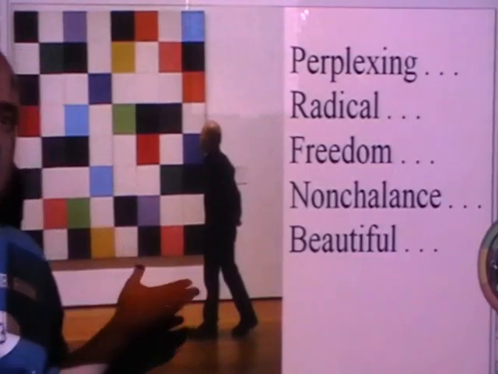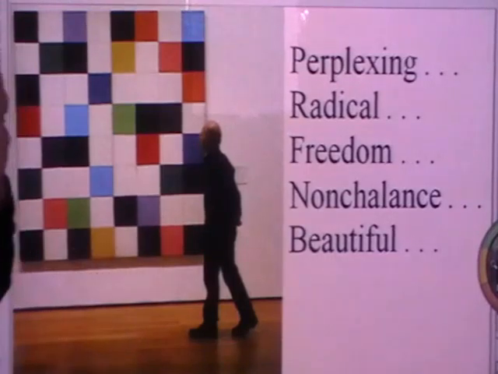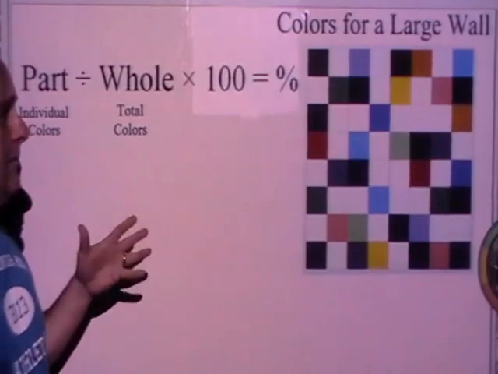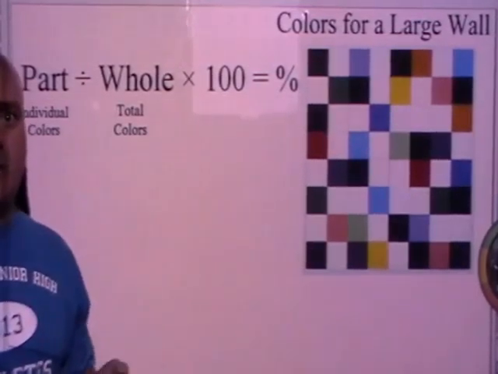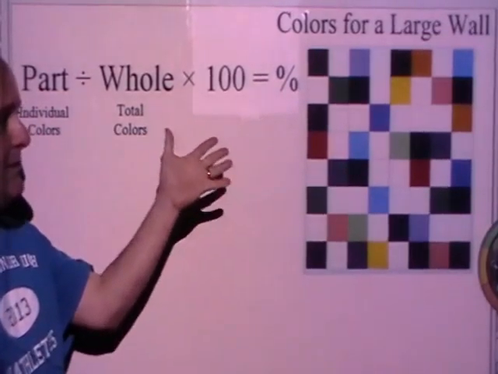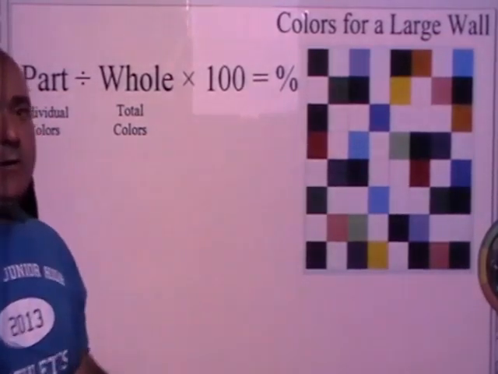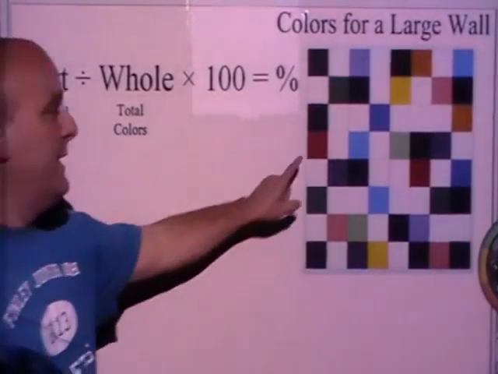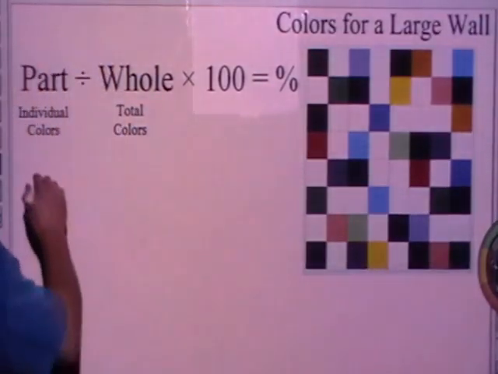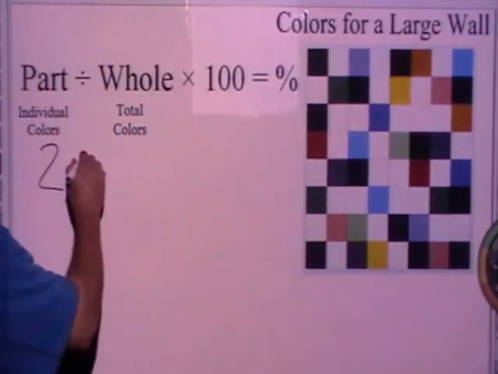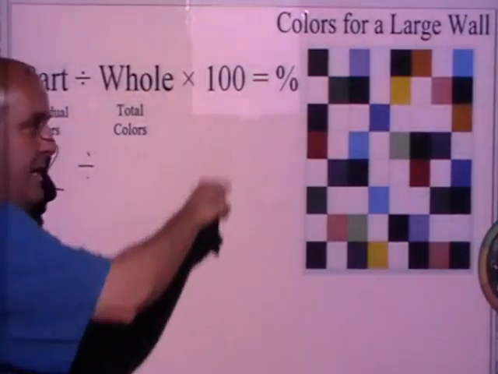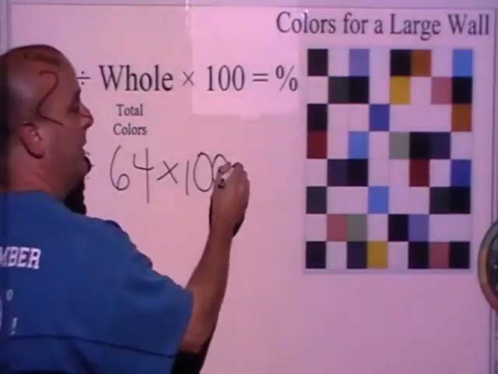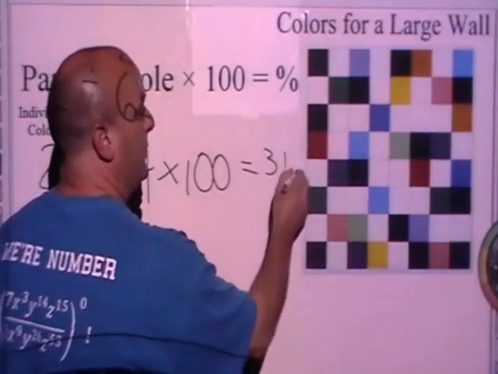If we take a look at this particular painting, there's a lot that we can do with respect to math. Now, I'd like to take a look at finding percent. Now, with respect to the red colors, I can identify based on the part, which are the red squares that are there, and calculate what percentage of those total squares are red. Now, we can identify these 2 squares as red. So the part is 2, divided by the whole, or the total number of squares, which is 8 by 8, which is 64. And if we simply multiply that calculation times 100, we get our percent, which is 3.1, rounding to the nearest tenth.